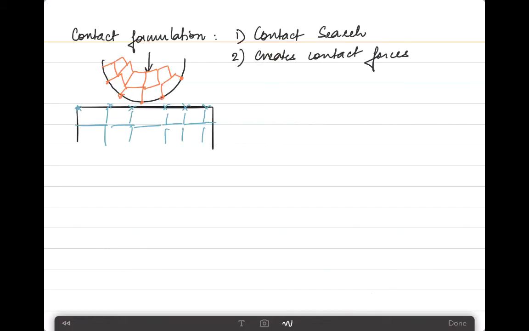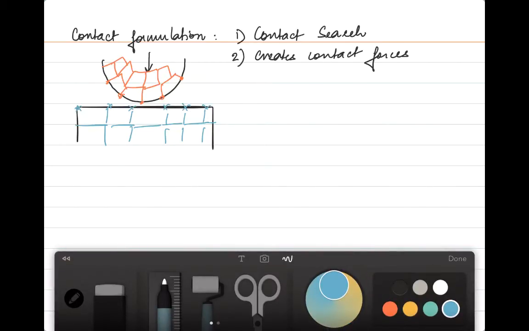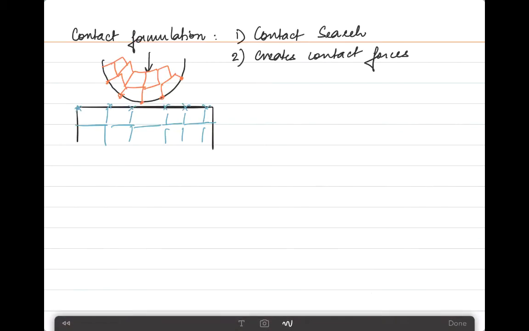and so on. Then the algorithm has to search for candidates of these nodes that are going to come in contact. So depending on the force that is applied over here to go downwards, or a velocity in case of an impact problem, it is possible that these nodes are going to be selected as candidates which are going to come in contact.